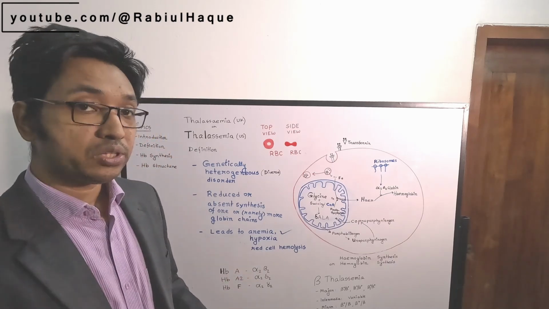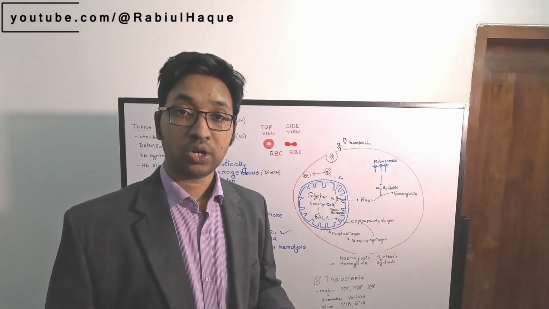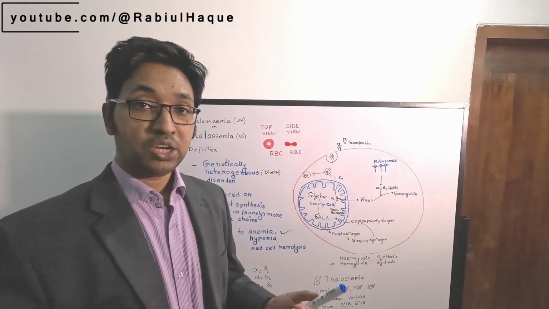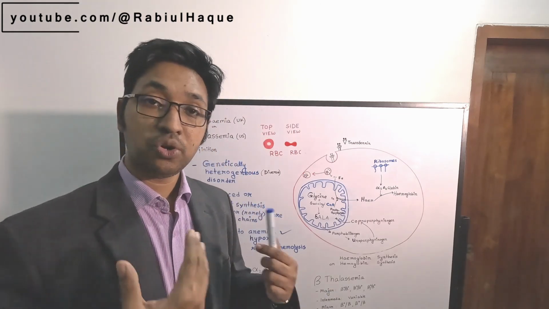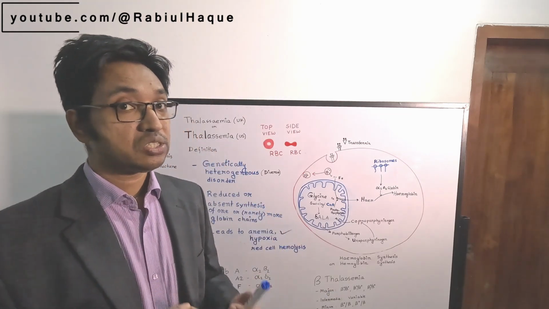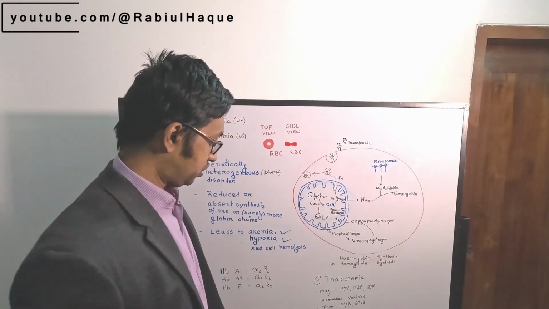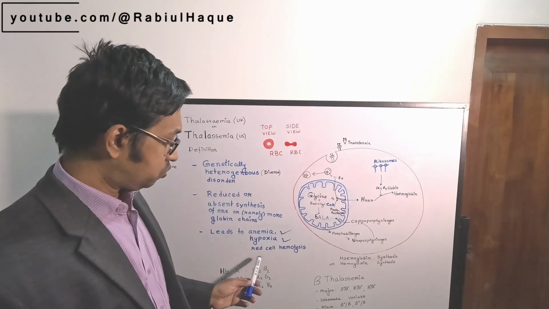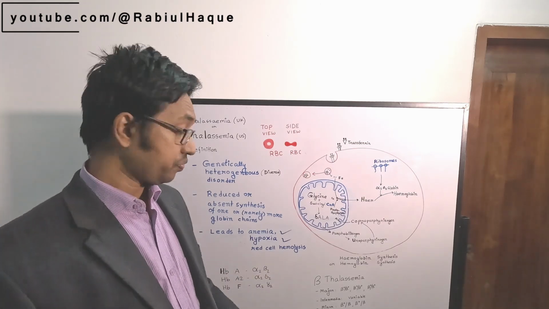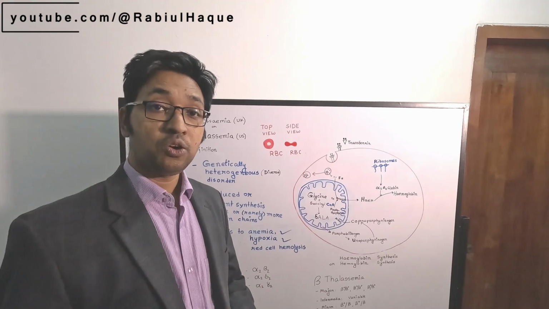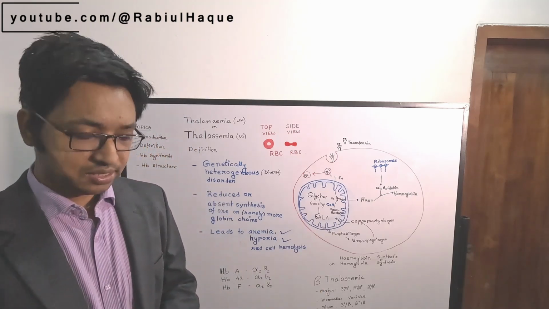And we also know that hemoglobins are responsible for carrying oxygen. So now there is a reduced amount of hemoglobin, so less oxygen is carried to the tissue, and that results in tissue hypoxia. Now the last point that we have said in the definition, red cell hemolysis. Why is this happening in thalassemia?